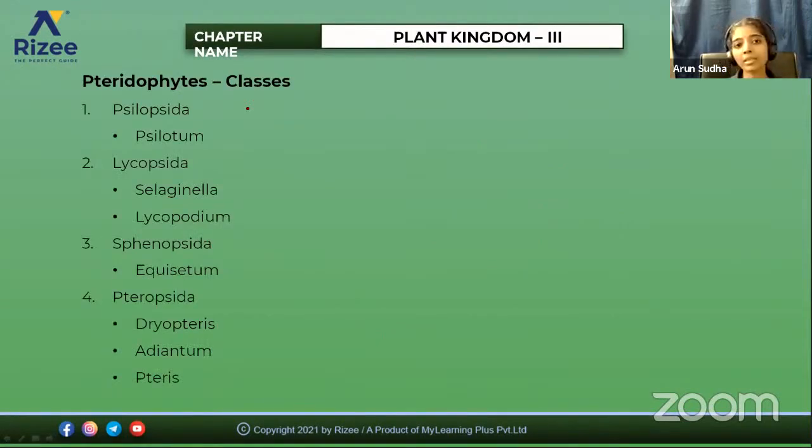And there are several classes that come under pteridophytes. One is Psilopsida. So the Psilopsida is also called ancient vascular plants. And the only example that comes under Psilopsida is Psilotum, which is also called a living fossil. So all ancient vascular plants come under the class Psilopsida. And then Lycopsida, which includes Selaginella and Lycopodium. So Selaginella is also called little club moss or spike moss or bird's nest moss. And this Lycopodium is called common club moss.